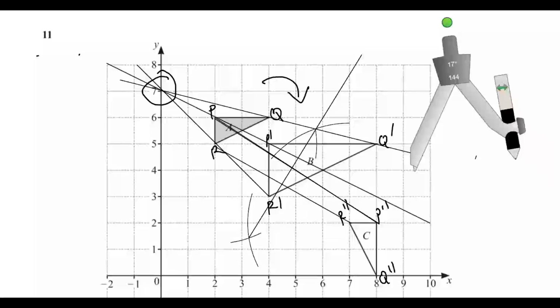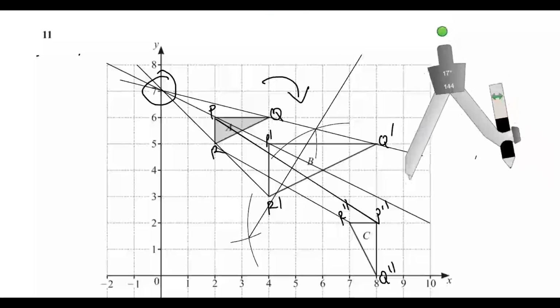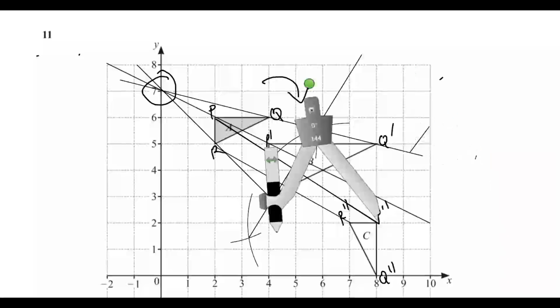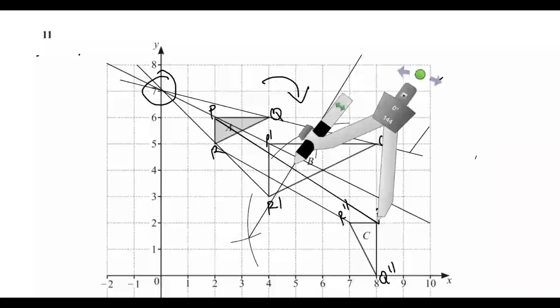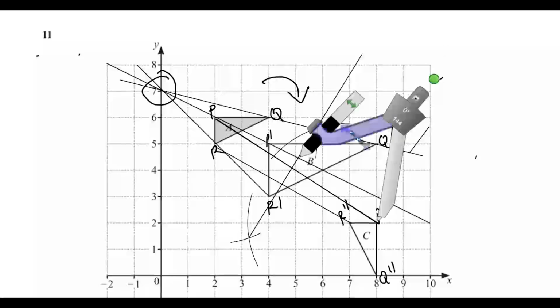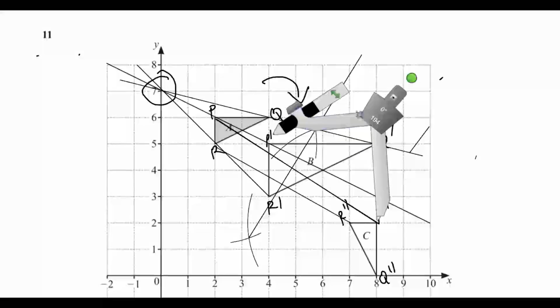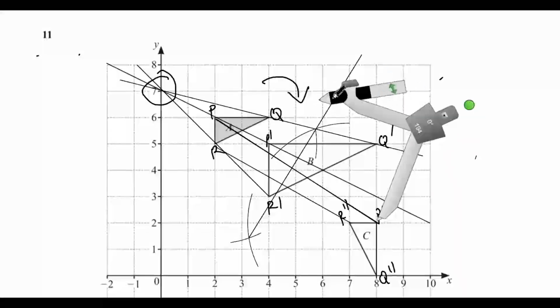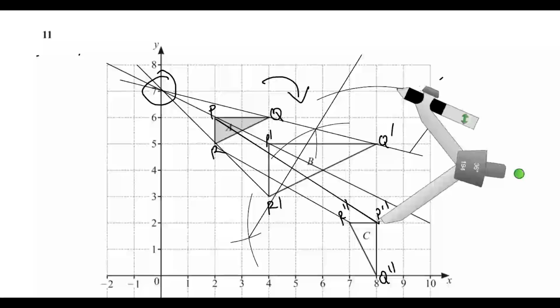Okay, so here we'll need to bisect the line segment as well. So center at point P prime prime. You take a radius that is more than half of that line segment. So let's extend this a little bit. Then you draw an arc in such a way that the perpendicular bisector passes through it.